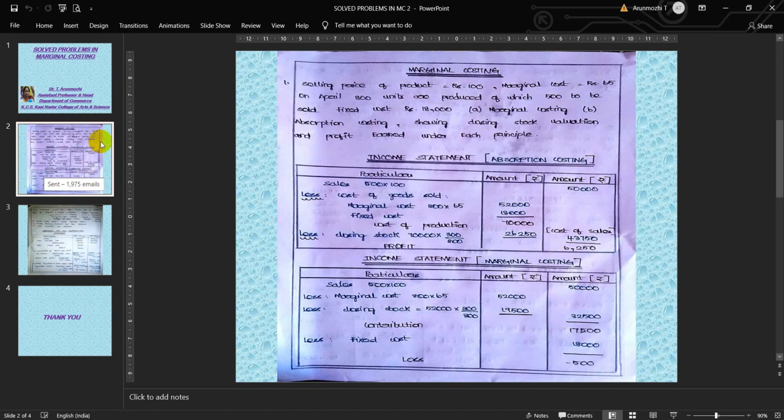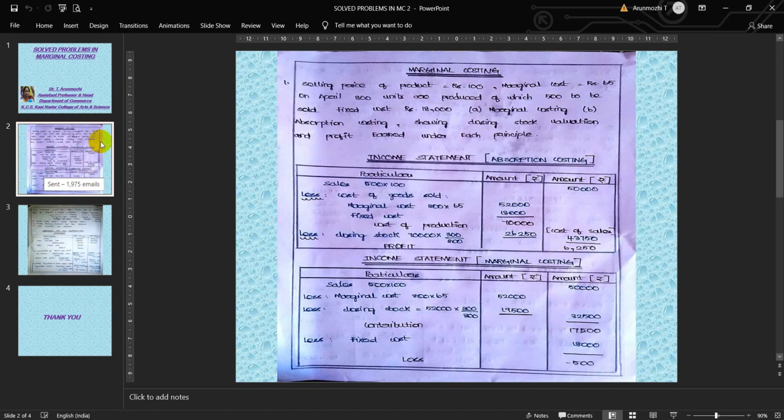So from your cost of production 70,000, when you deduct closing stock, you get the cost of sales as 43,750. So for profit from sales, we deduct cost of sales, you get profit as 6,250. Now this was for absorption costing.